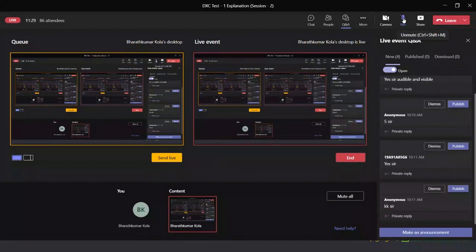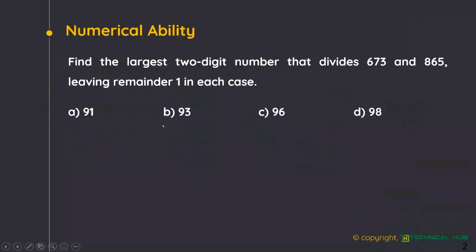Yeah, guys, we'll start the session. Yesterday's exam, first question in numerical ability. See here, first question. Find the largest two-digit number that divides 673 and 865, leaves the remainder 1 in each case. Here, largest number in the sense we need to calculate HCF. What is the largest number? Largest two-digit number which divides 673 and 865, leaving the remainder 1 in each case.